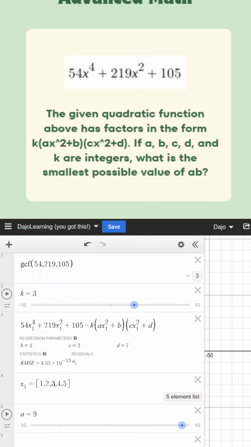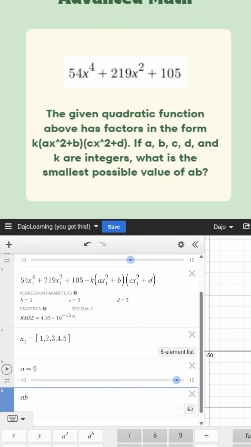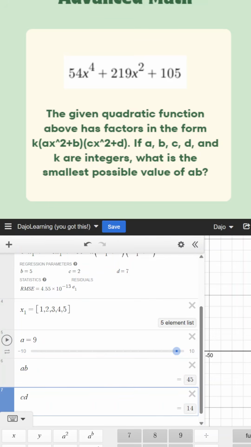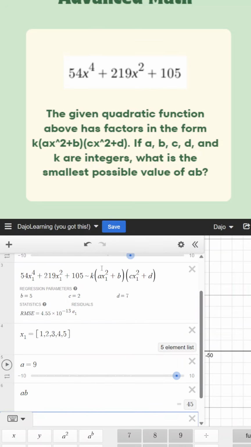And we're looking for the smallest possible value of ab. If you take a look at the factored out version, ax squared plus b is really the same thing as cx squared plus d. So while we know ab is 45, cd is 14, and cd is our actual answer. The reason why is that these are really equivalent to one another.